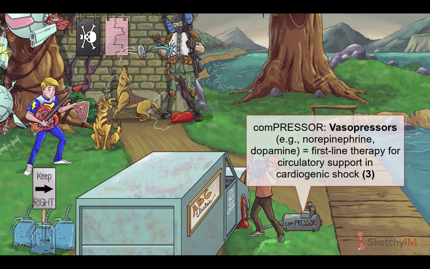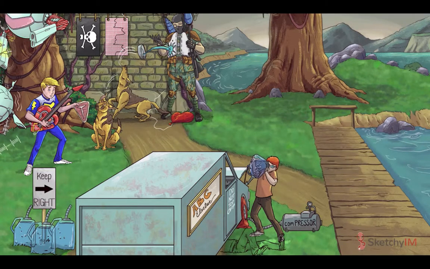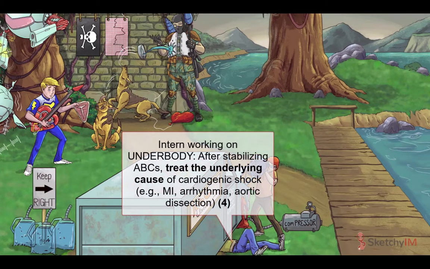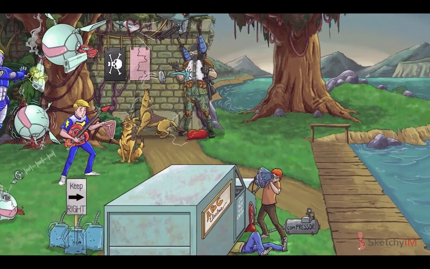Once you've stabilized the patient, the next step is to treat the underlying cause of cardiogenic shock. That's why we've included this other intern working on the underbody of the shock force support truck. These therapies can range from coronary revascularization for acute MI, to cardioversion for VTAC, to emergent surgery for aortic dissection. For more details on the management of the various causes of cardiogenic shock, head over to our sketches dedicated to these conditions. And that's about it for cardiogenic shock.